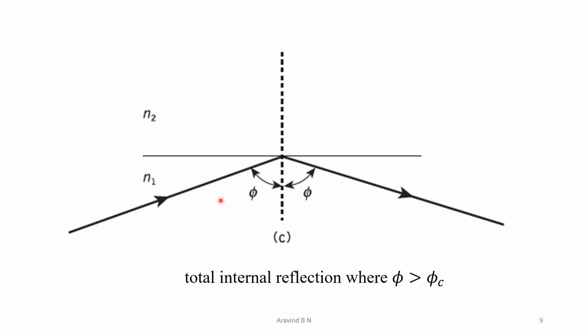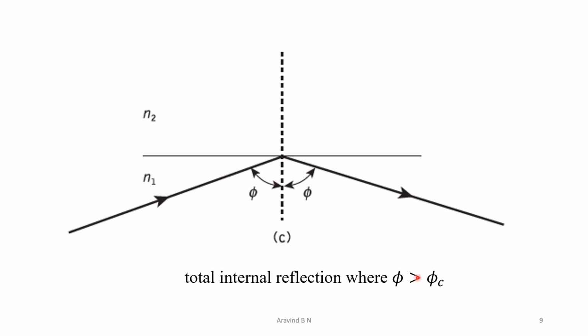Again, we can observe that the angle of incidence is much higher than in the previous case. Phi is the incidence angle and phi is the reflected angle. So we can conclude that if the angle of incidence is greater than the critical angle phi c, then the light will get reflected back into the same medium. We consider this type of phenomenon as total internal reflection.